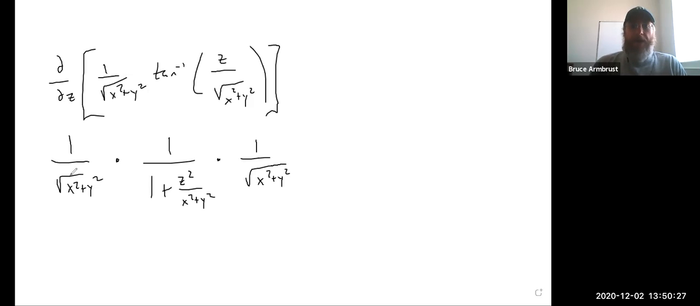Let's simplify it. These first and last things just give us an x squared plus y squared on the bottom, which then if I distribute through, just gives me a 1 over x squared plus y squared plus z squared. The x squared plus y squared comes from multiplying it by 1, and then it cancels with the denominator here to give us z squared. So this right here, this is the divergence of f.